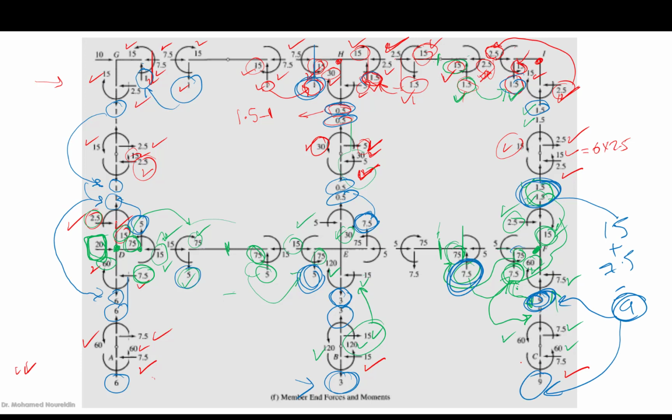Okay, you can stop the video at any point and you can check what we have done. I know it's a little bit messy, but you can go from the very beginning and you can check what I've done.